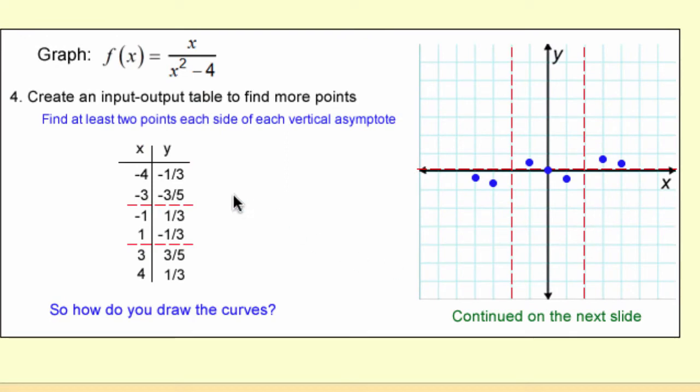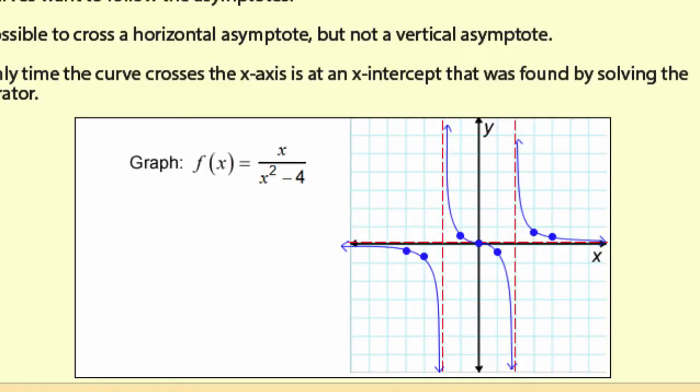So the next thing you do is make a table of values, as you can see here. Do a couple points on each side of each vertical asymptote, so it's kind of like there are 3 chunks to the graph here. And then those points give you a foundation for drawing the curves that do follow the asymptotes. And the curves look like this.